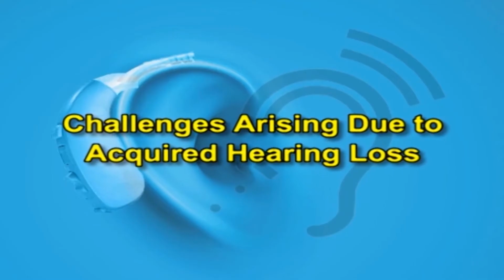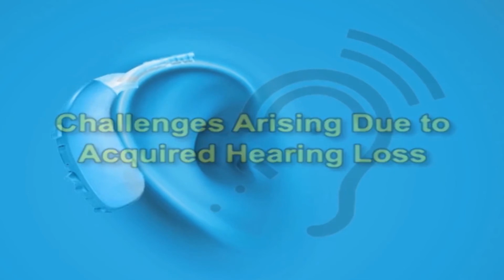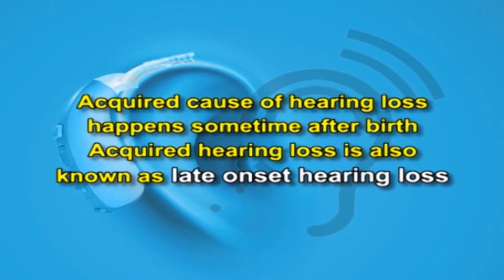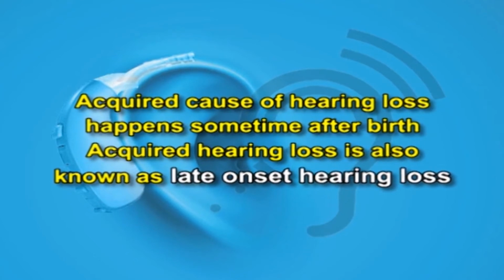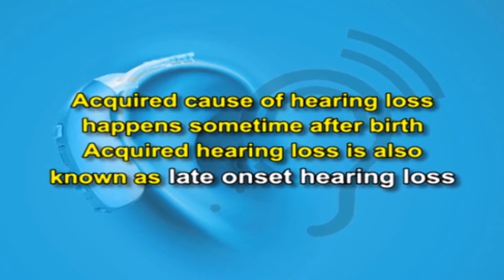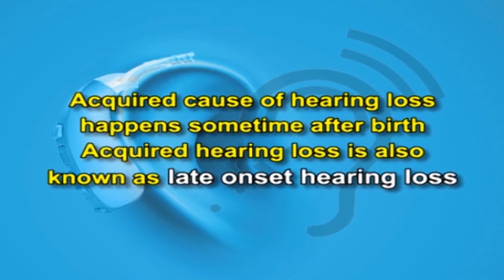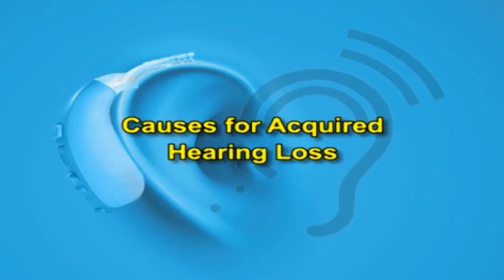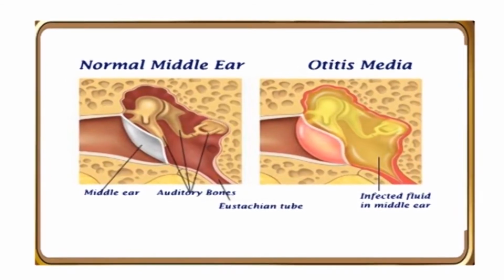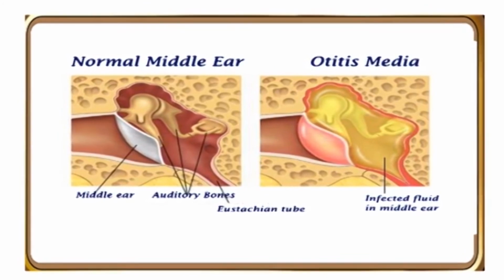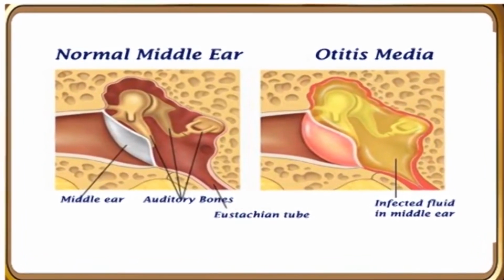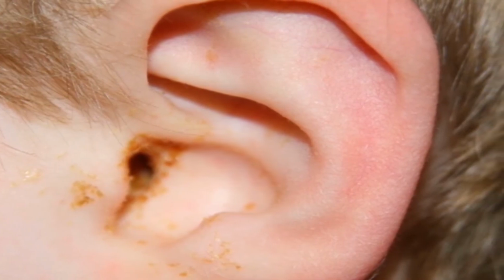Challenges arising due to acquired hearing loss. Acquired hearing loss is hearing loss that happens sometime after birth. Acquired hearing loss is also known as late onset hearing loss. Causes for acquired hearing loss. One is otitis media. It means inflammation of the middle ear or ear infection, fluid in the middle ear.